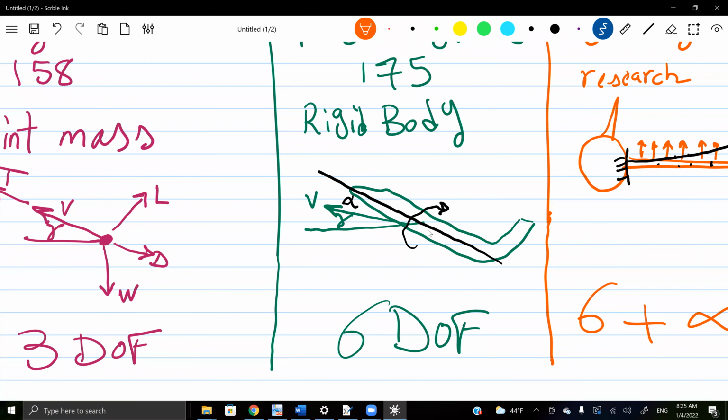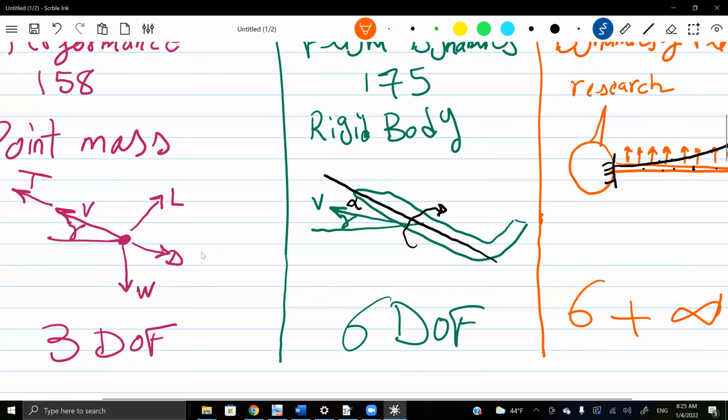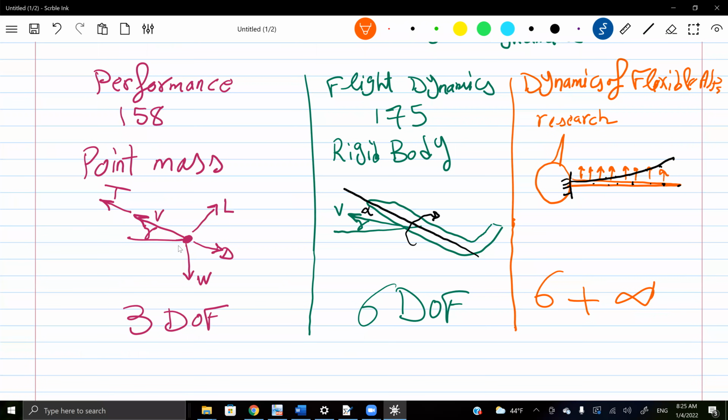So the body rotates, but eventually, and we will learn this through the course, the velocity vector will follow the body, will follow the axis. We'll see how this happens. But I hope you get the difference here. Here we don't account for the body rotation whatsoever. It's always assumed to be aligned with the velocity vector.